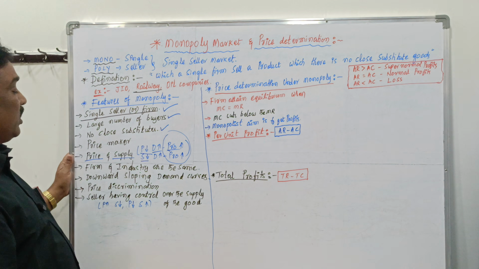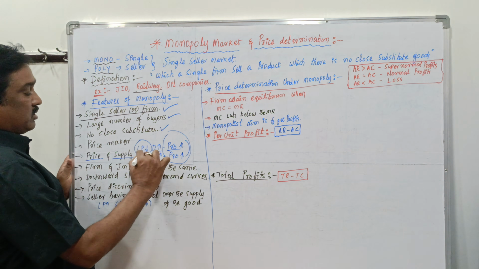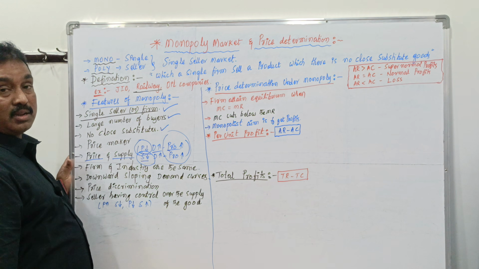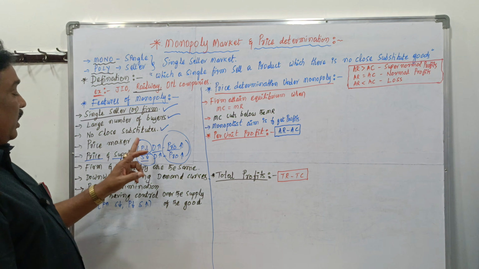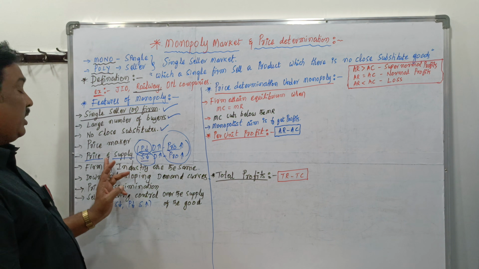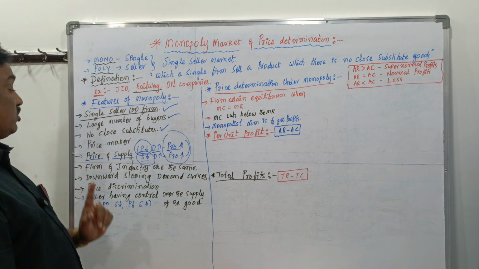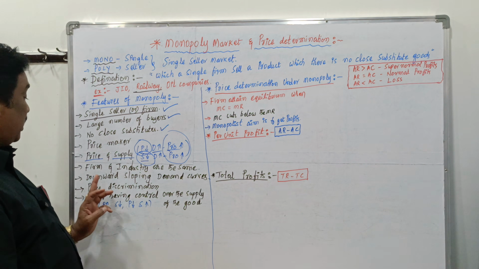But at a time, the seller cannot control the price and supply. He can control one of them, but at a time the seller cannot control both price and supply. This is also one assumption, one feature of the monopoly market.